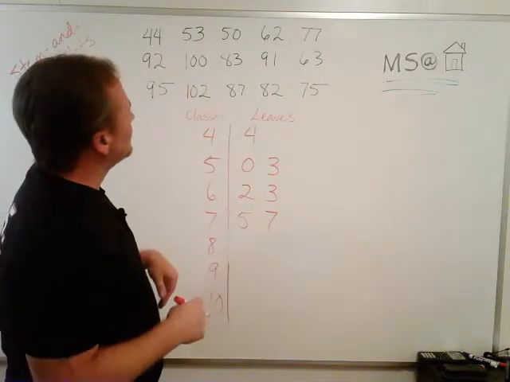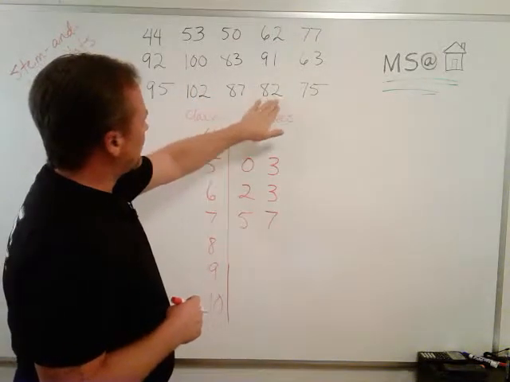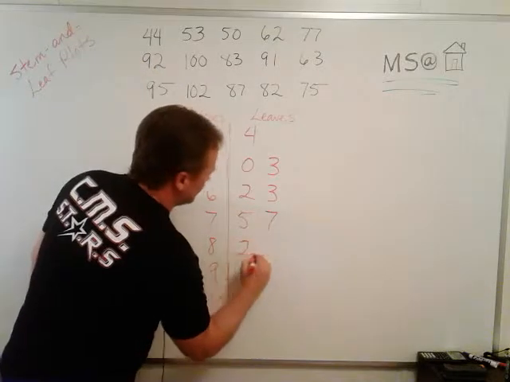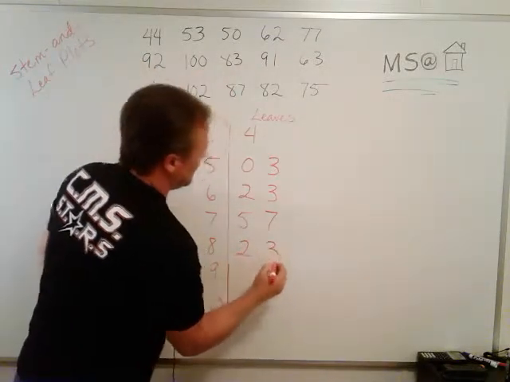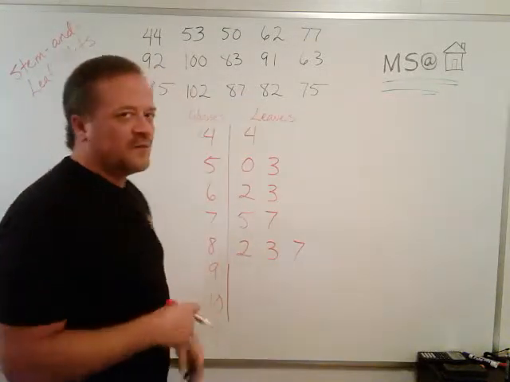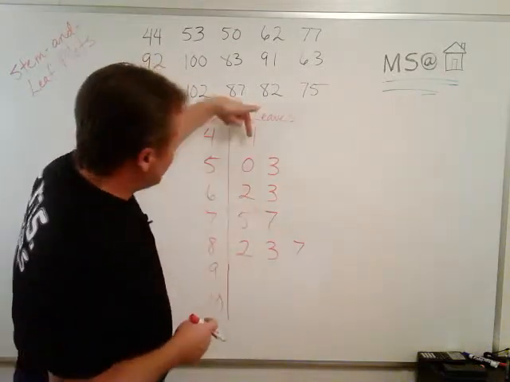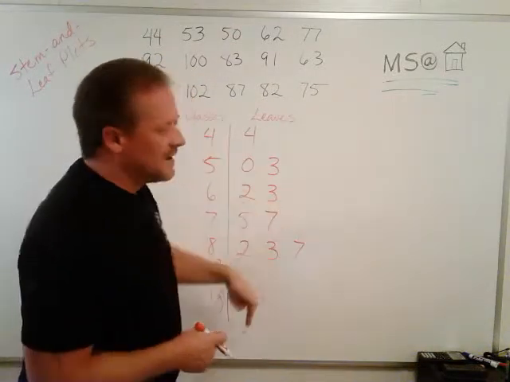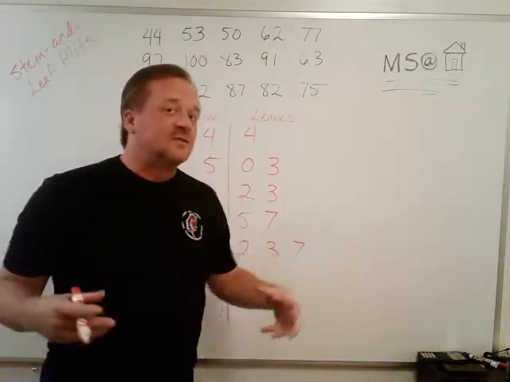And then we'll move on to 80s. 80s has, looks like 3 of them. The smallest one is 82, so I'll put a leaf of 2 right there. Next biggest one is 83. And the next biggest one is 87. Another thing you kind of want to try to do, so it doesn't get all jumbled up and hard to read, is try to keep these numbers kind of in a nice column. Not necessarily because it's going to mean anything, it just makes it easier to read.